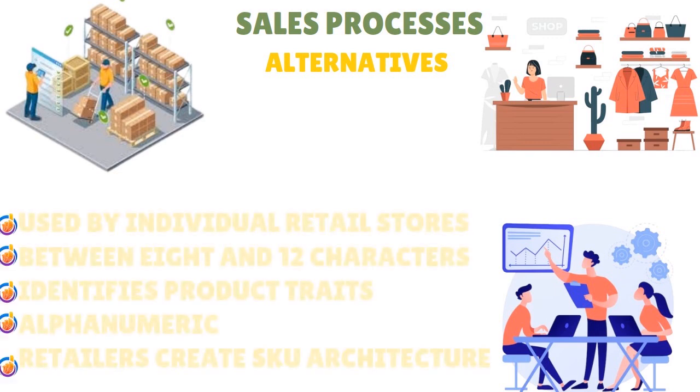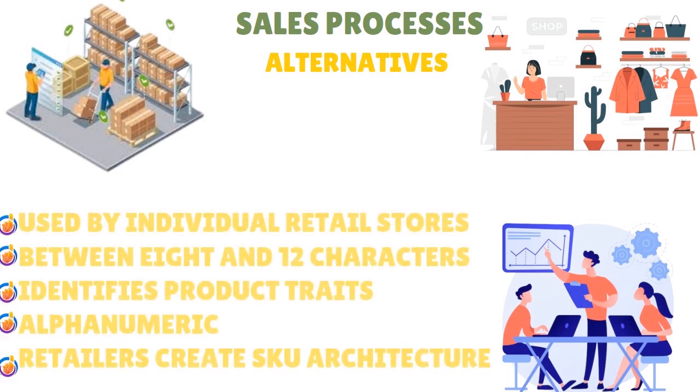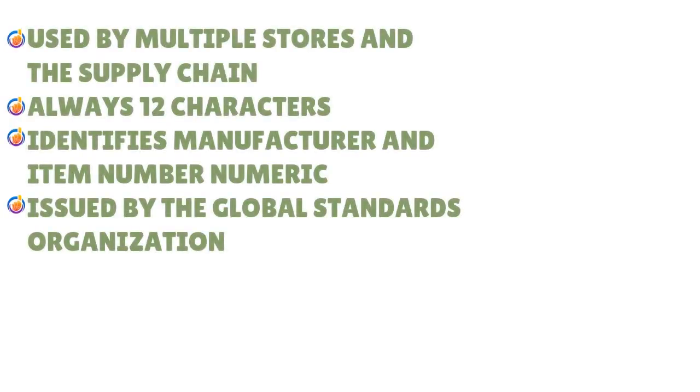So SKU is used by individual retail stores. It's between 8 and 12 characters. It identifies the product traits. It's alphanumeric, and retailers create the SKU architecture. What about UPC, Universal Product Code? This is used by multiple stores in the supply chain. When it comes to UPC, you always have 12 characters. It identifies the manufacturer and the item number. It is numeric, not alphanumeric, and it is issued by the Global Standards Organization. Okay, so you have some kind of a central organization doing the work here.